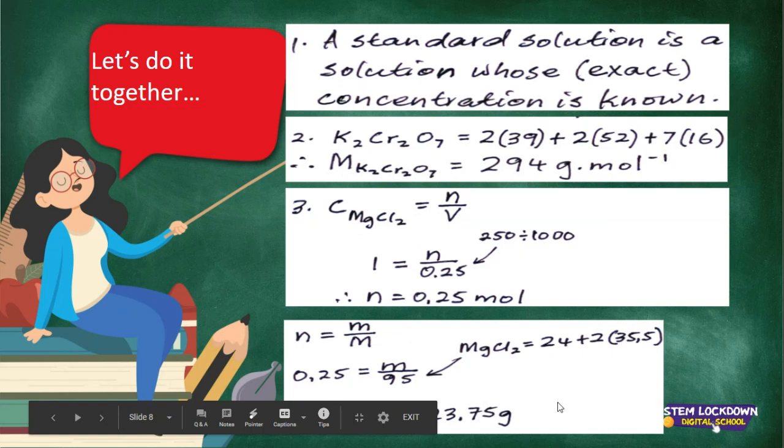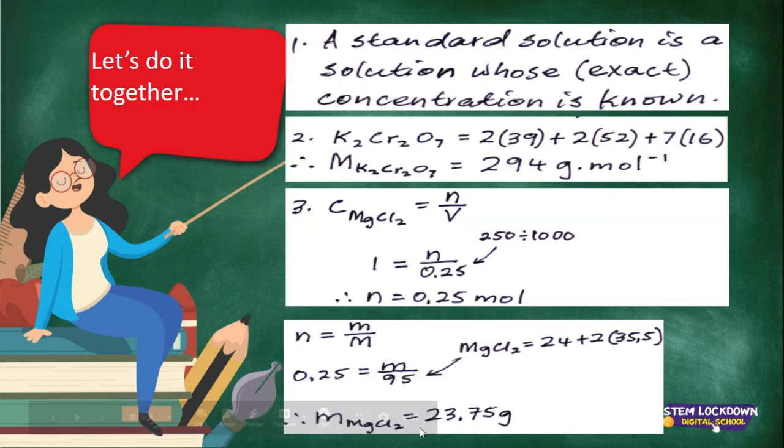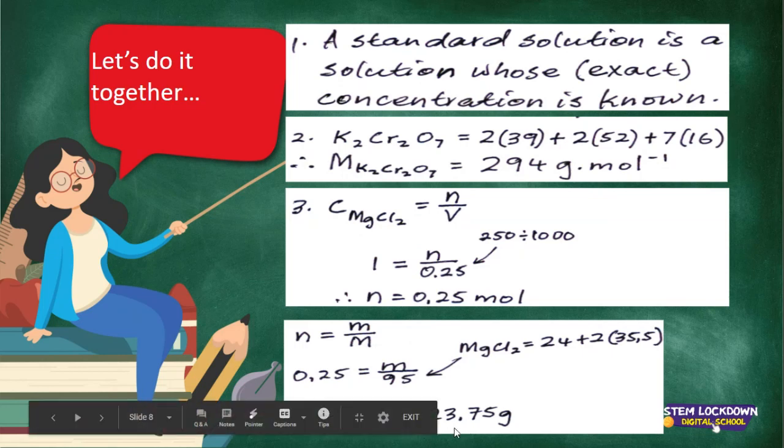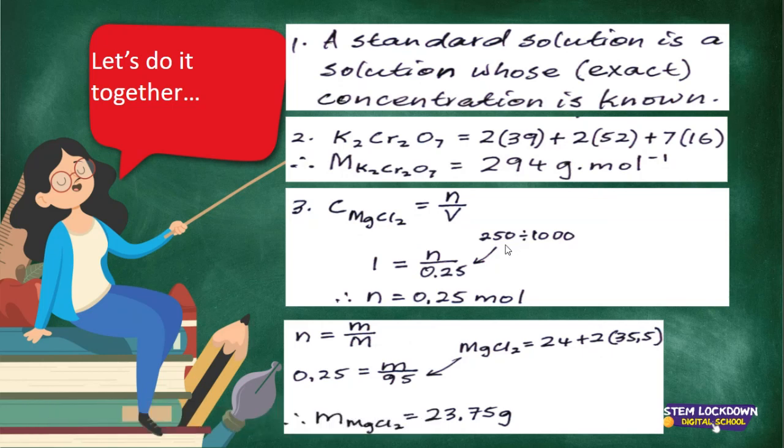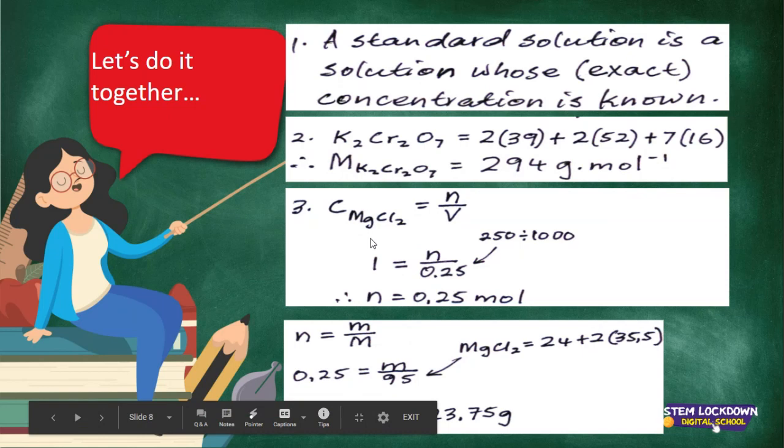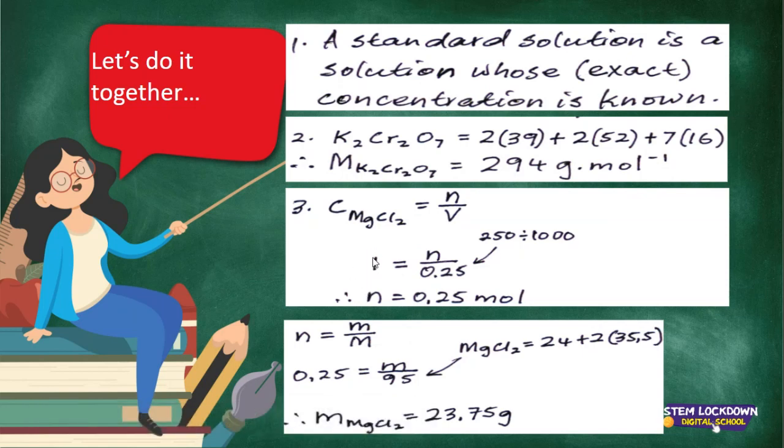Now, ultimately what will be the mass that will be required? The mass of magnesium chloride that will be required will be 23.75 grams. That is the mass that you need to weigh and transfer into a 250 cubic centimeter volumetric flask and fill with water to make a solution of a concentration of 1 mole per cubic decimeter. Right.